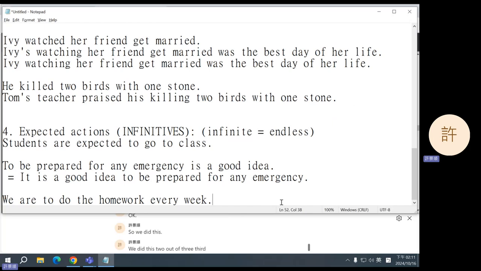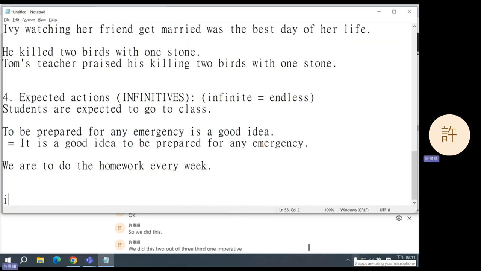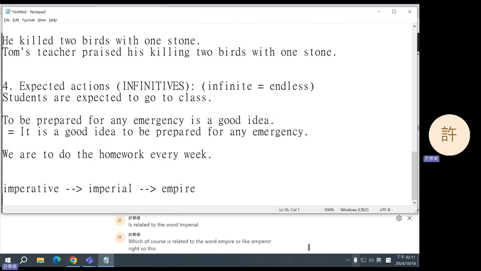Third one, imperative. The word imperative is related to the word imperial, which of course is related to the word empire or like emperor, right? So this is a sentence with authority. This is a sentence that gives you a command. In Chinese, we call this 起始句. It's a sentence that makes you do something.